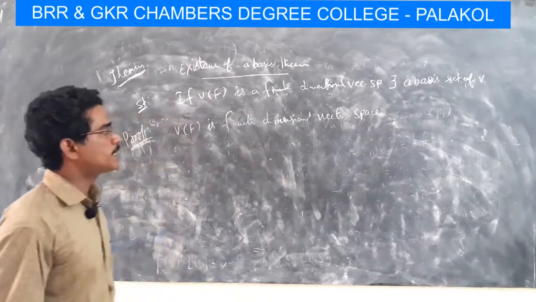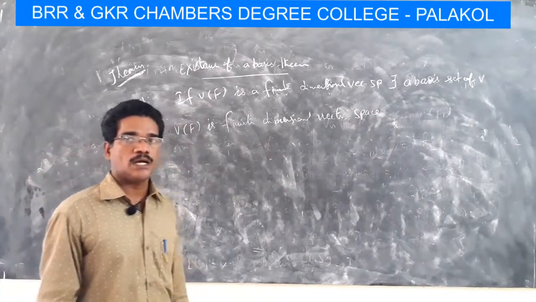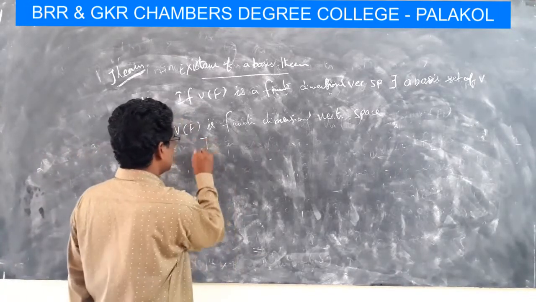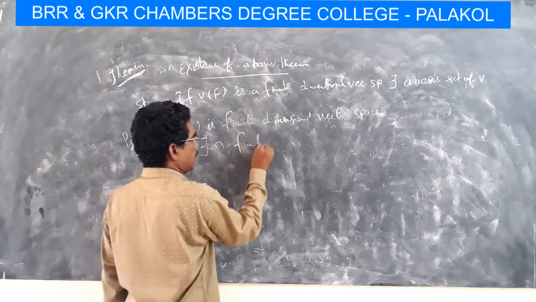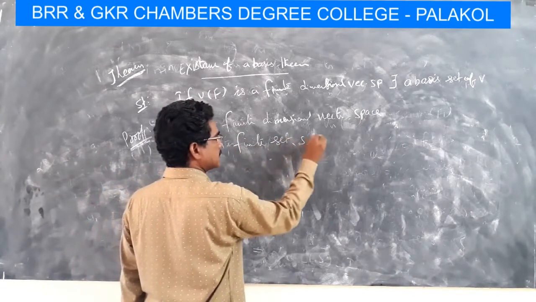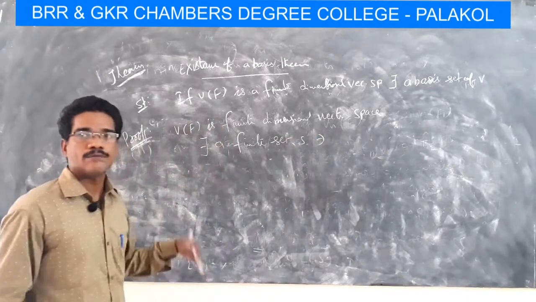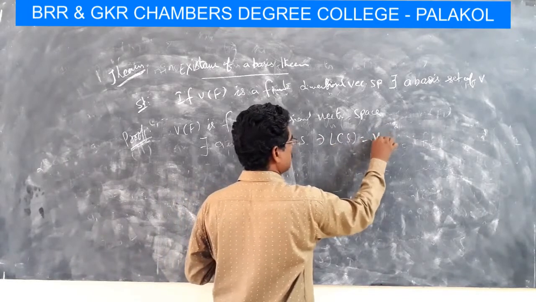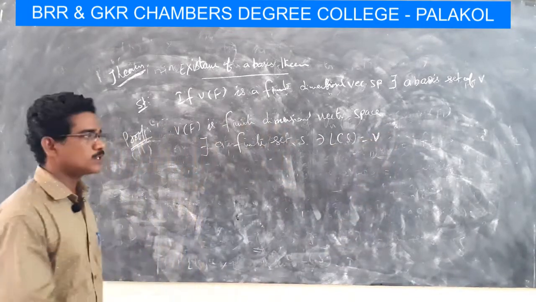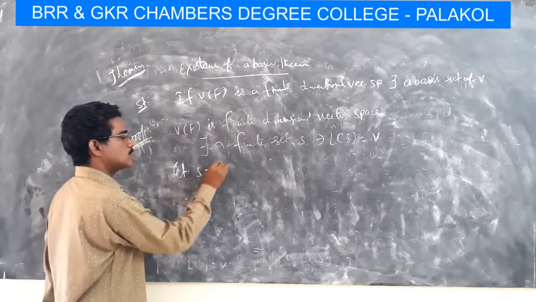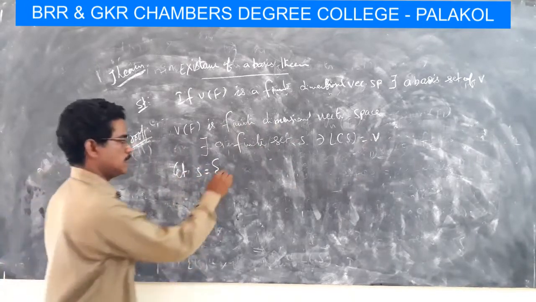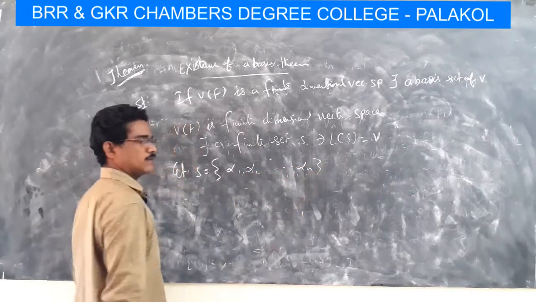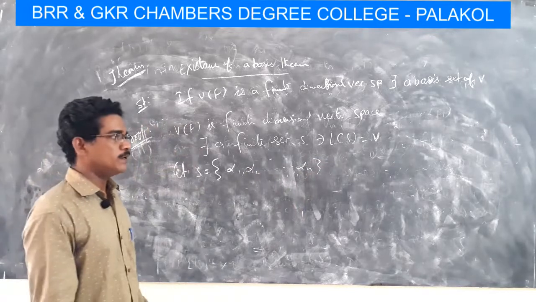V(F) is a finite dimensional vector space, so there exists a finite set S such that L(S) is equal to V. That means the linear span of S is equal to V. Suppose S is equal to the set of elements alpha 1, alpha 2, and so on up to alpha n.